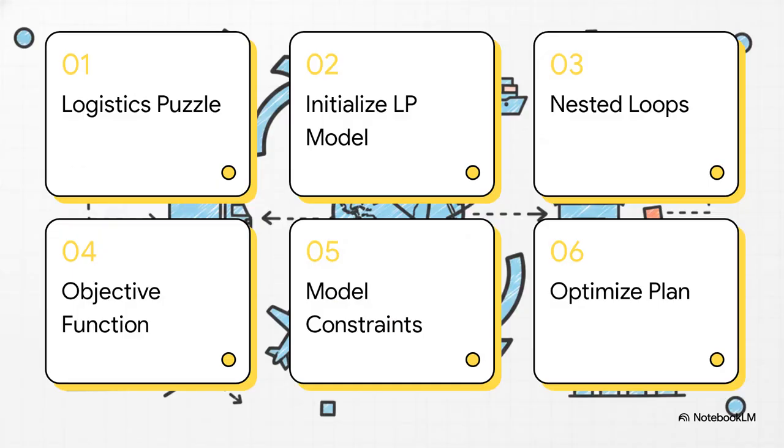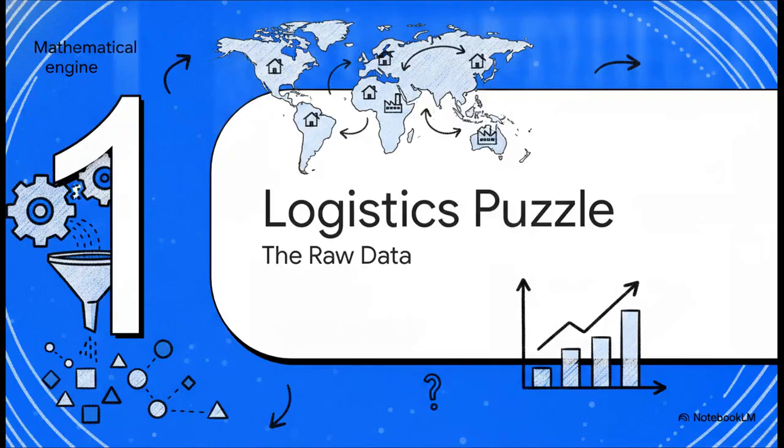To demystify this intimidating block of R script, here is our blueprint for today. We'll start with the multimodal logistics puzzle, initialize the LP model, map it with nested loops, build the objective function, define the model constraints, and finally, optimize the shipping plan. Let's get to it. Section 1.